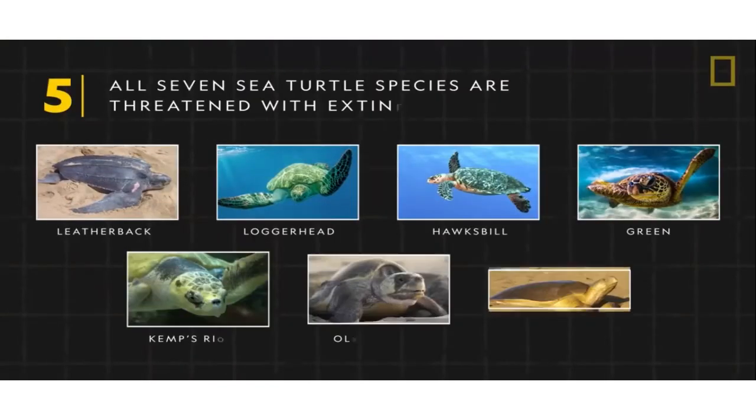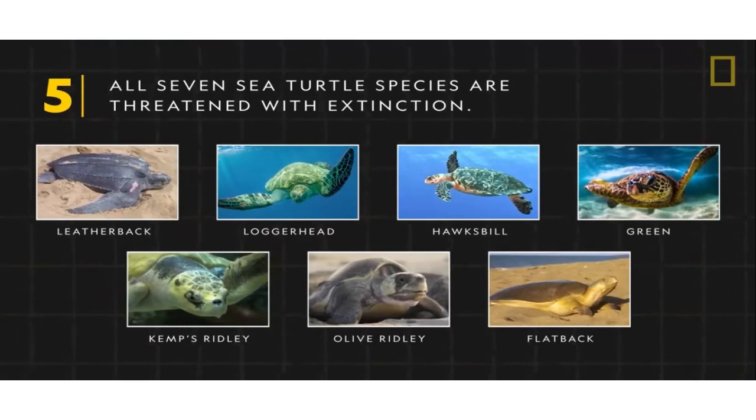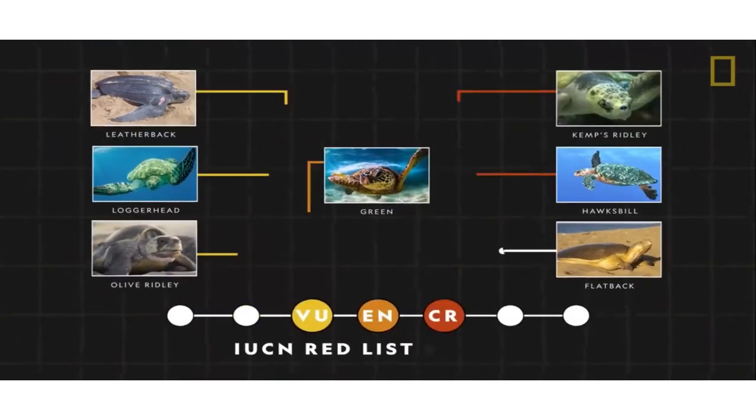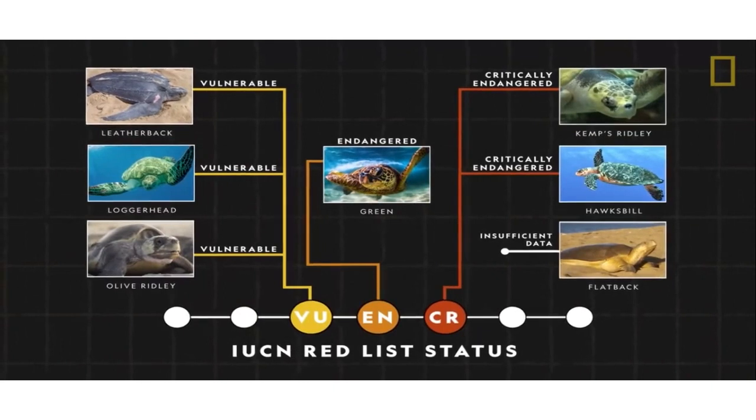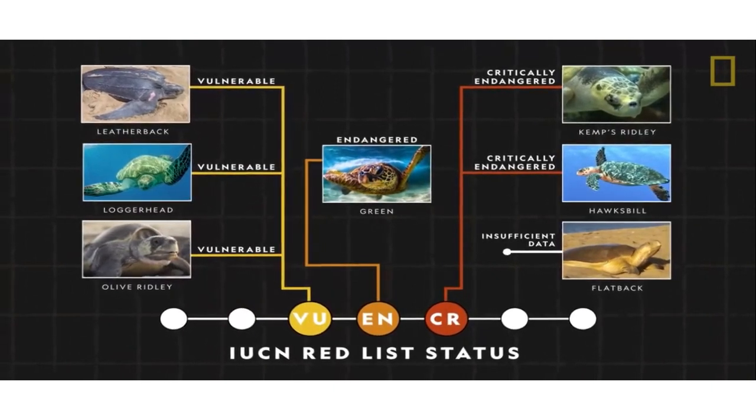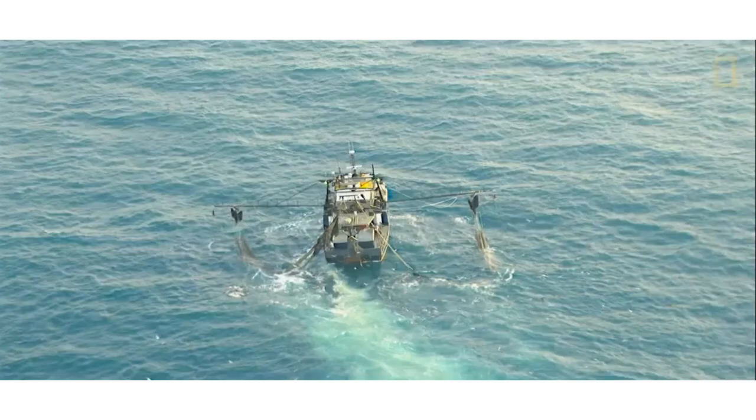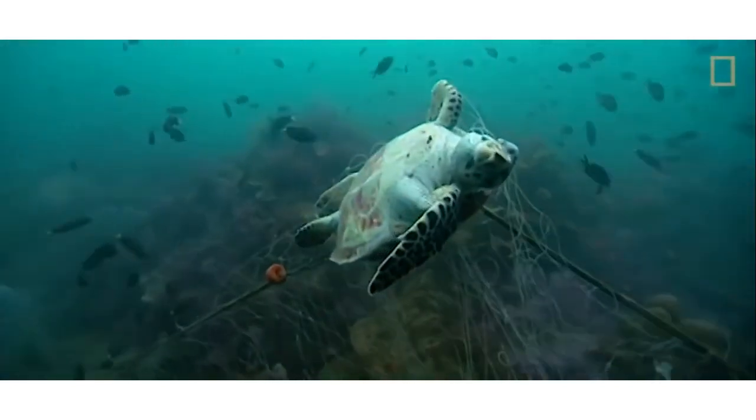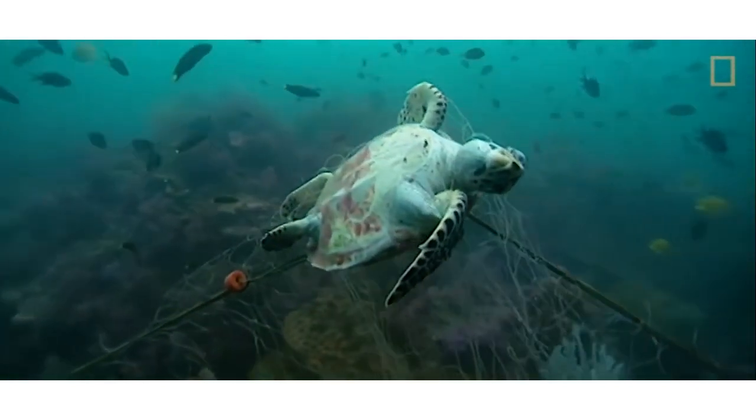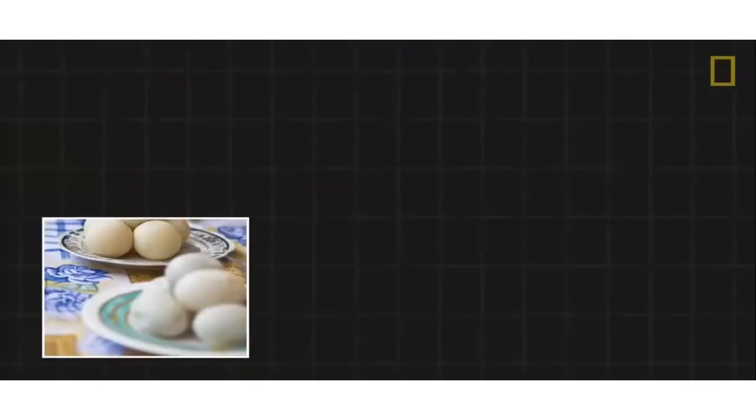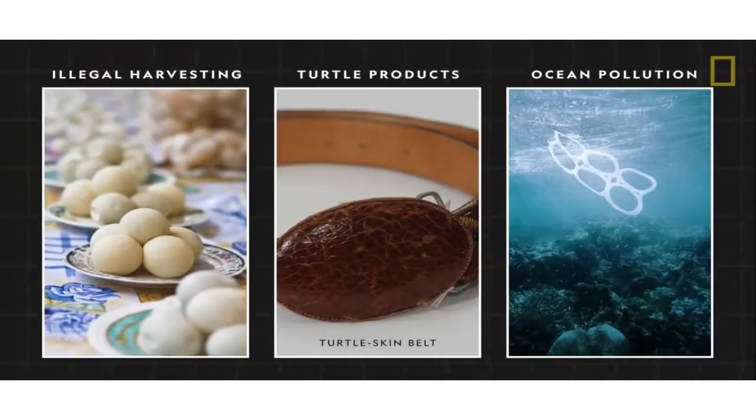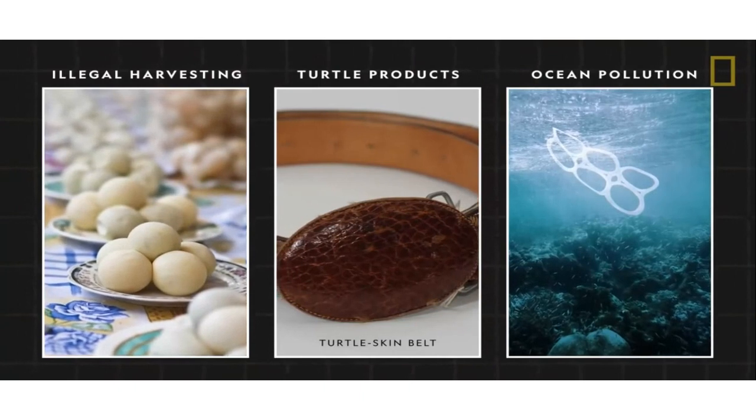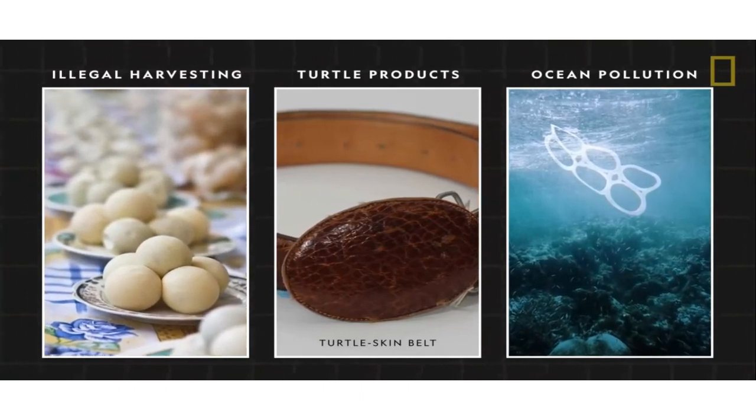All 7 sea turtle species are threatened with extinction. Once abundant, sea turtle populations have dramatically declined in the past 2 centuries. Fishing is a major threat to sea turtles, as they become caught in fishing nets as bycatch, or accidental catch. Illegal harvesting of turtle eggs, trafficking in turtle products, and ocean pollution are also concerns.